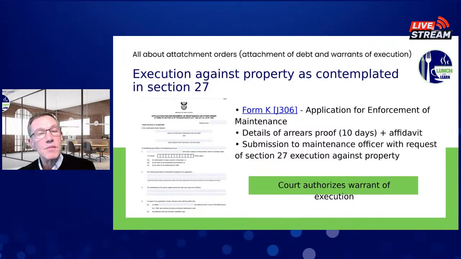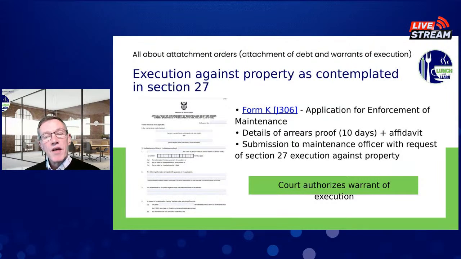Usually what happens is that in terms of the Act, a period of 10 days needs to lapse before you can apply for a warrant of execution or any of the avenues mentioned in Section 26. We suggest to our clients that you complete an affidavit at the police station, identifying your banking statements and setting forth to court the total amounts that are due, that you want a warrant of execution to be executed for, so that the court would be in a position to say, this is the amount of arrear maintenance. And then those documents, together with your affidavit and the J306 form, need to be given to the maintenance officer.